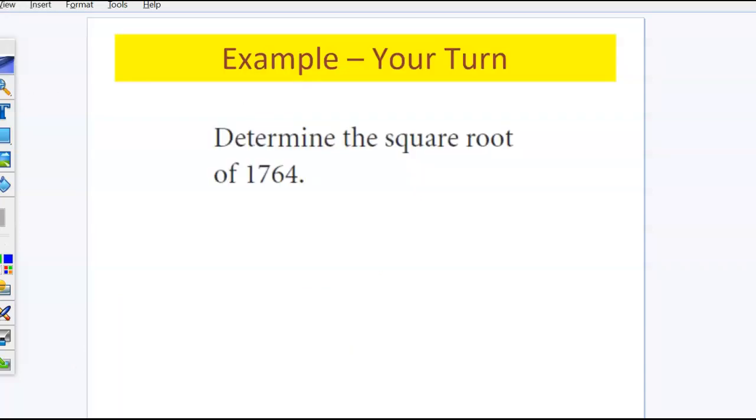All right, I want you to take a second, pause the video, and try to find the square root of 1764 by using the prime factors.